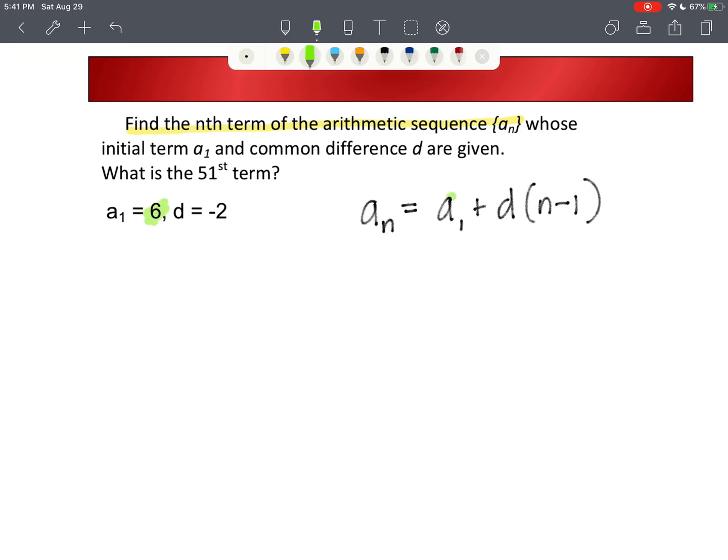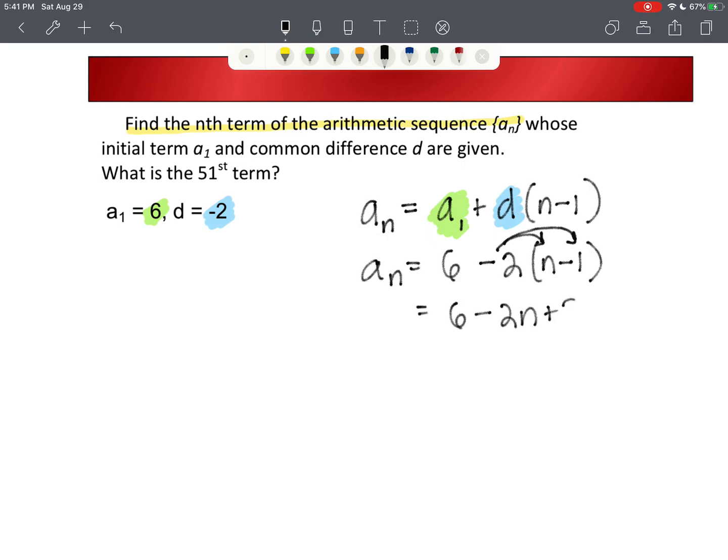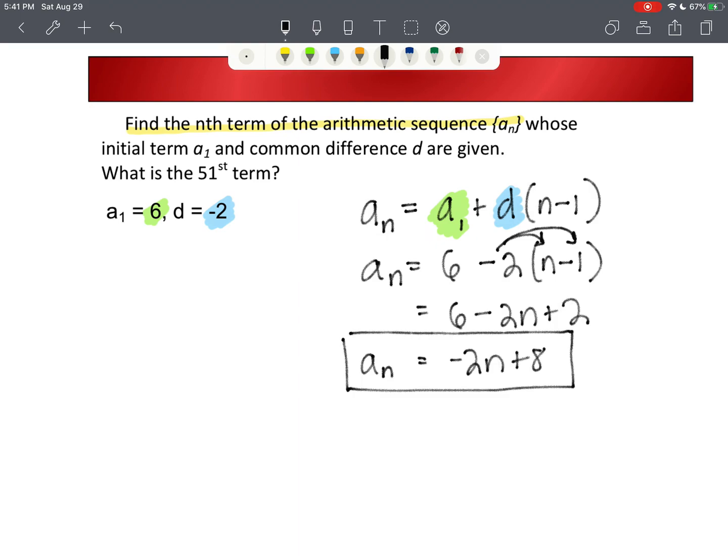A sub 1 is 6. Our common difference is negative 2. A sub n equals 6 minus 2 times the quantity n minus 1. I need to distribute that negative 2. 6 minus 2n plus 2 is negative 2n plus 8. That's the nth term of the arithmetic sequence, and now we need to find a sub 51.